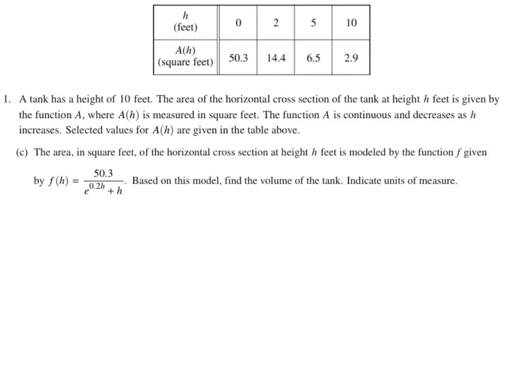Okay, for part C, it says the area in square feet of the horizontal cross-section at height h feet is modeled by the function f of h. Based on this model, find the volume of the tank. So here, we're not estimating the volume, we're finding the actual volume. We're still going to use the same equation here. It's going to be the integral from 0 to 10 of f of h dh.